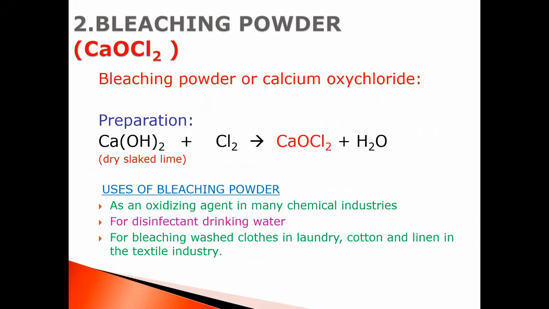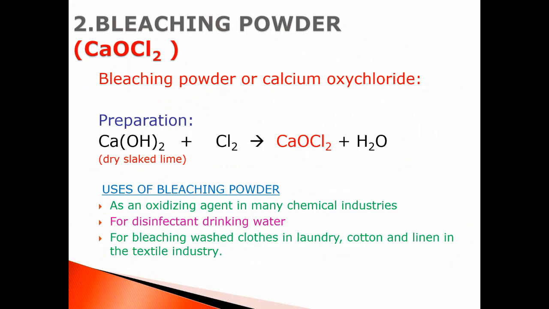Preparation involves passing chlorine gas through calcium hydroxide. The product is calcium oxychloride, which is bleaching powder, CaOCl2, and byproduct is water, H2O.